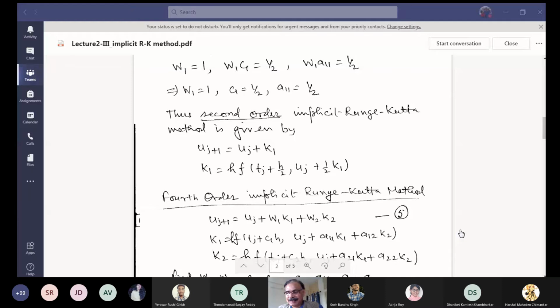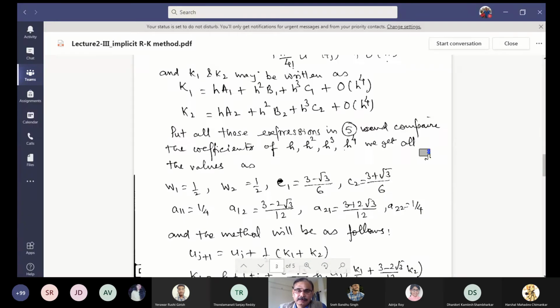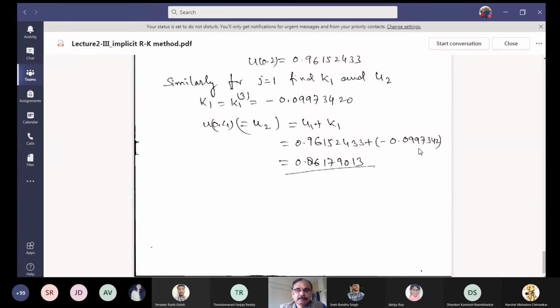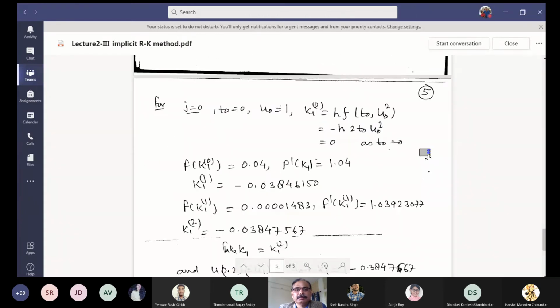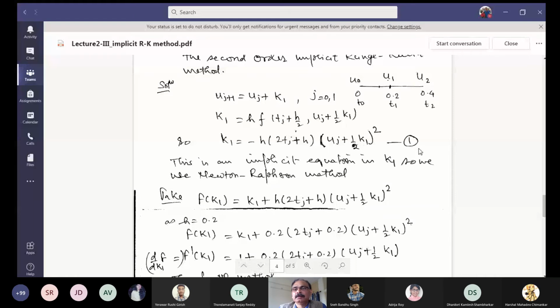Okay, some time is there, I think around 10 minutes. So I will directly jump to the problem so that this part will be clear. And then the fourth order implicit Runge-Kutta method is also there. I will not derive that method, but the method is given in the book, so I will directly show that. Now let me go to the problem part. I think it is here itself.